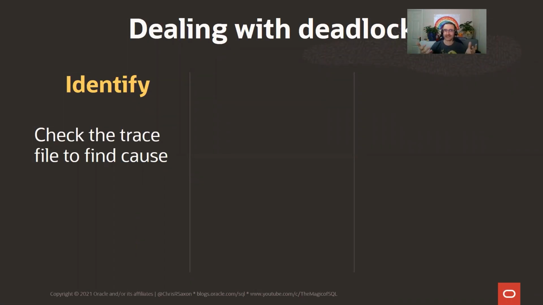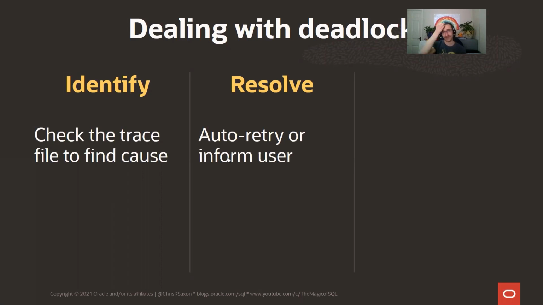We've done what we can in the database here. It's a coding and application design problem. You need to resolve that. Having identified it, found the offending piece of the code, you could then start to resolve the problem, either by auto retrying transactions or just giving up and telling the user there's a problem.